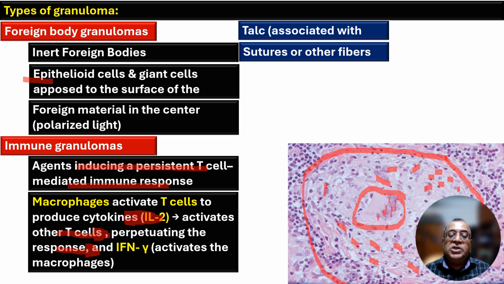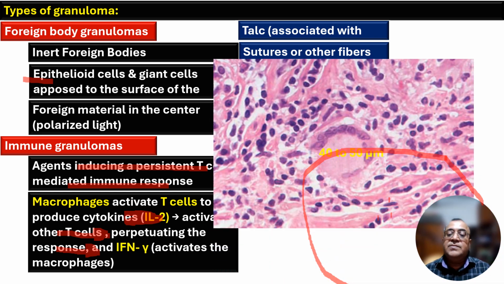In another condition, first let me erase these markings. The other type of granuloma, the same subtype of immune granuloma, is the caseating type of granuloma.